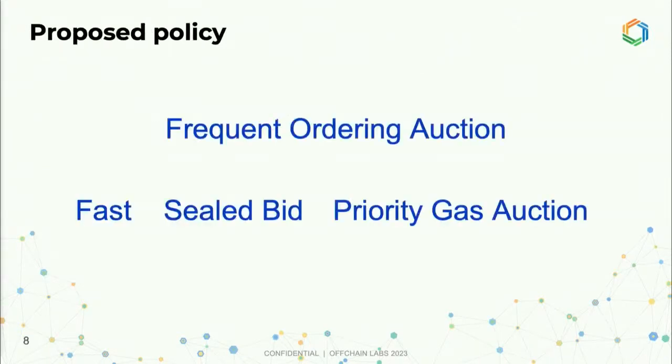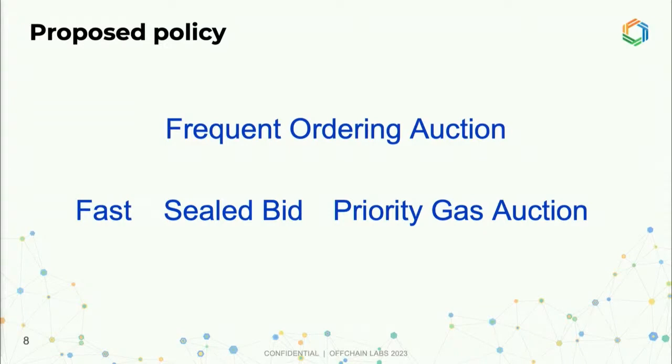I want to propose a policy for doing this, which we call a frequent ordering auction. And what it is, basically, is three attributes. First, it's fast, meaning we want to go as fast as we can, a fraction of a second, and do this over and over and over. It's a sealed bid auction, and it's a priority gas auction.